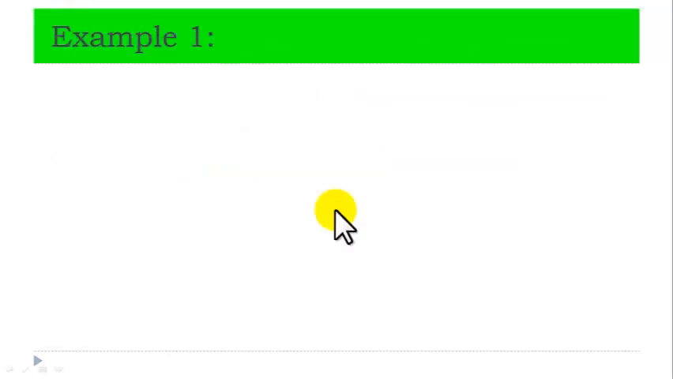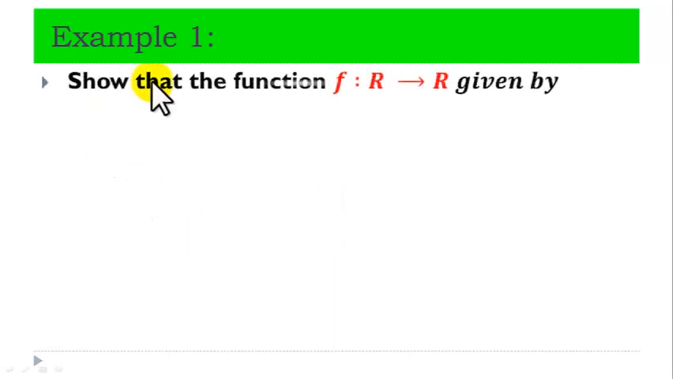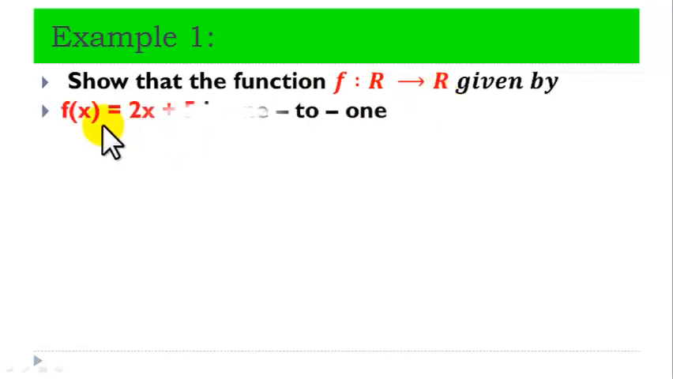Example 1. Show that the function f from the set R of real numbers to the set R of real numbers given by f of x equal to 2x plus 5 is a one-to-one function. Solution.